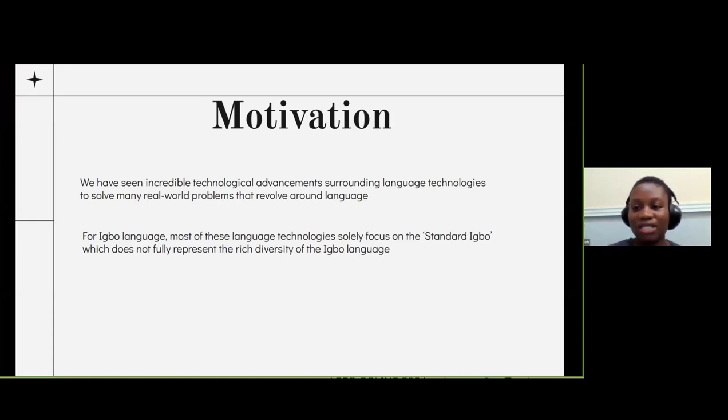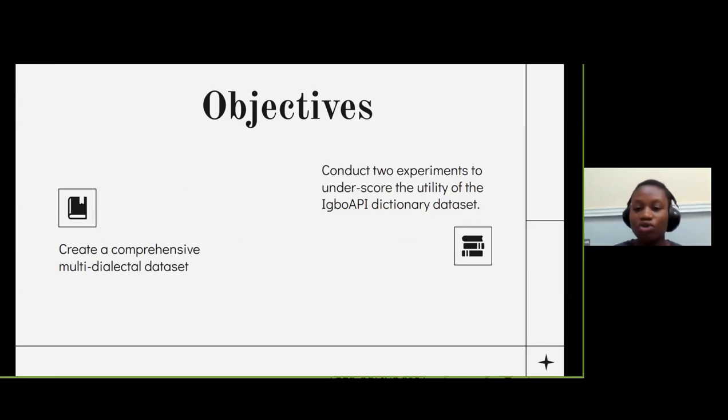If we use machine translation as an example, you see that when recent language technologies translate sentences that are in dialectal Igbo, they don't give an accurate result. So our objective was to create a multi-dialectal data set and then conduct two experiments to show how important the data set is.